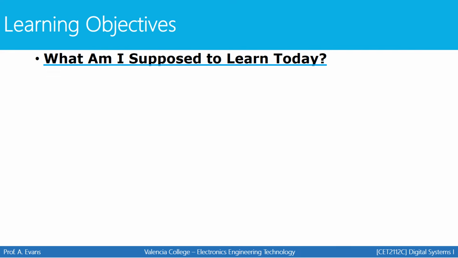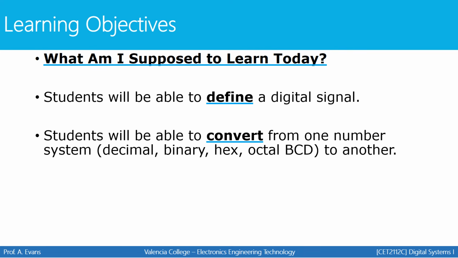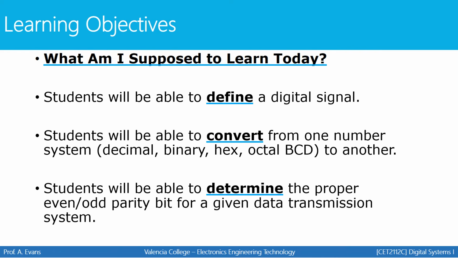So the purposes of this video are that you will be able to define what a digital signal is. We're also going to learn how to convert from one number system, such as the decimal, binary, hex, octal, or BCD number systems, to another number system. So within all of these systems, we're going to learn how to convert from one to another. And then we're also going to discuss the idea of parity and determine how a proper parity bit would be provided for a given transmission system.